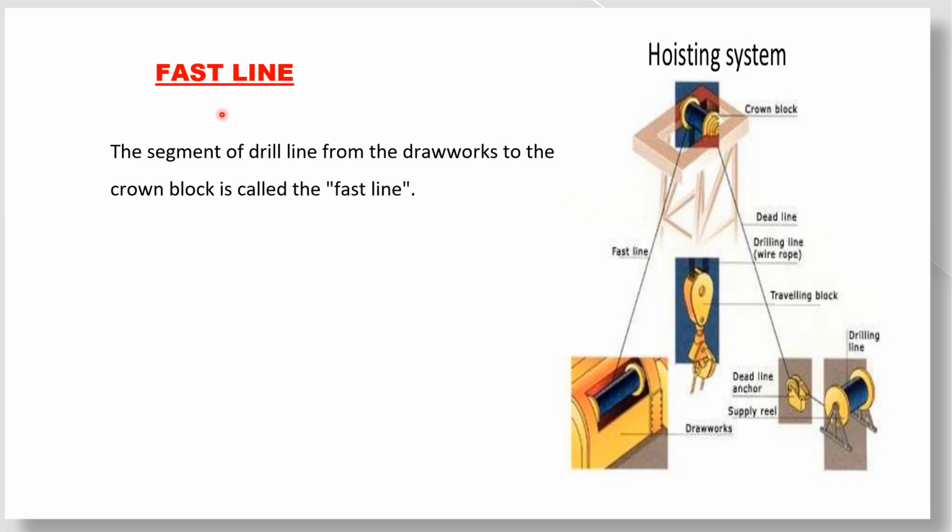And now the fast line, the segment of drill line from the draw works to the crown block is called the fast line. This is the draw works. The part of the drill line from the draw works to the crown block is called the fast line.